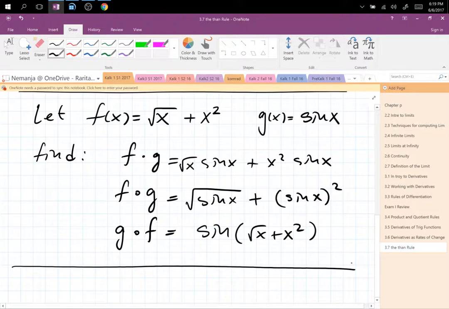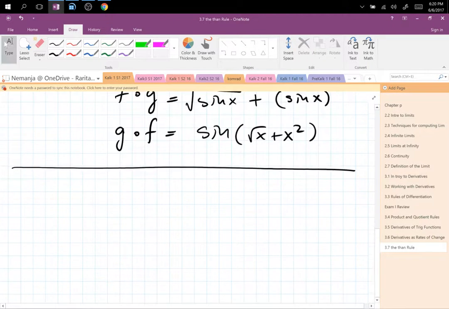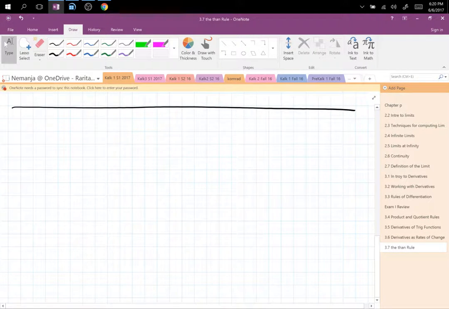No, that's it. These are just function composition. Now we're going to learn how to do the chain rule for this. Again, we're not going to have too many proofs and so on, because we have the regular class. So let's go first with the idea of the chain rule.